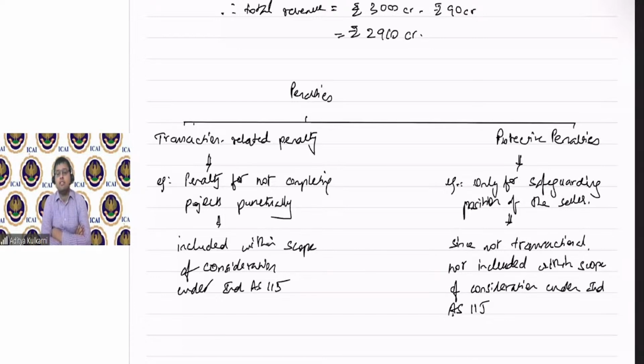What will reduce is the penalty for not completing the projects punctually. This is purely related to the transactions that you are entering into. And because you are entering into a contract for transactions, take it as a part of variable consideration.